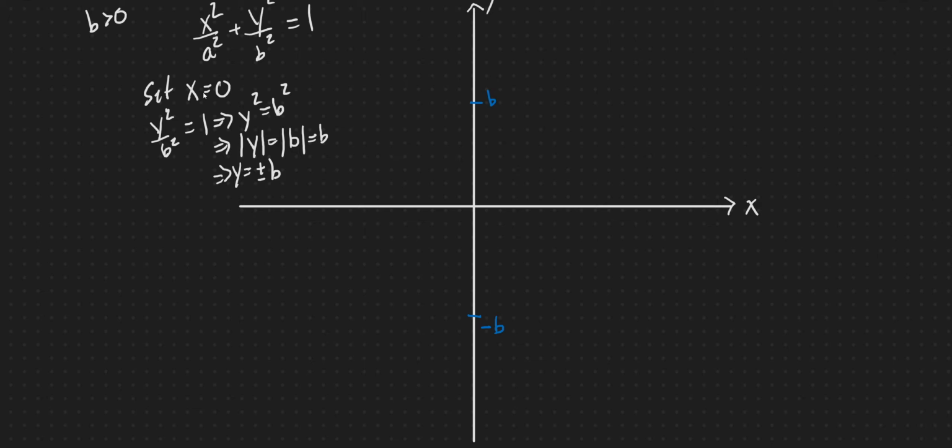What if I set y equal to 0? Well, something very similar is going to happen. This time we're going to end up with absolute value of x is equal to a, which then tells me x is equal to plus or minus a. So let's see, maybe a is, I don't know, maybe a little bit smaller than b. Maybe a is here.